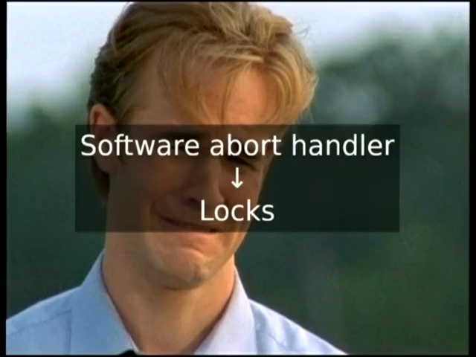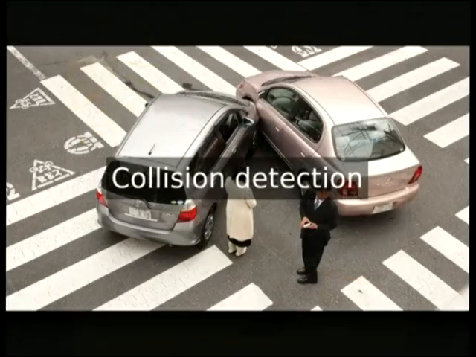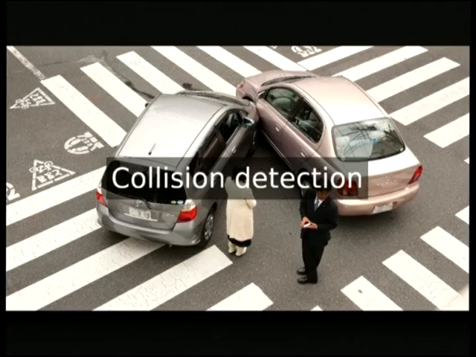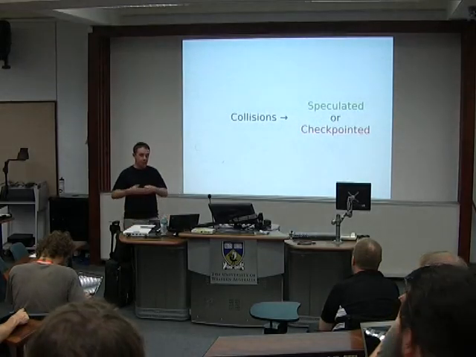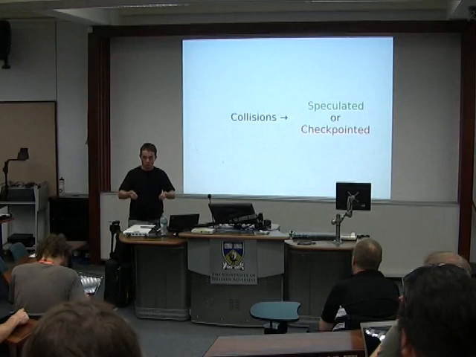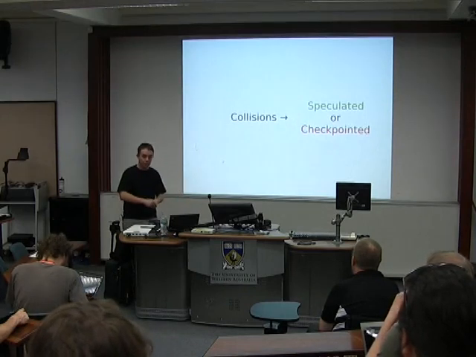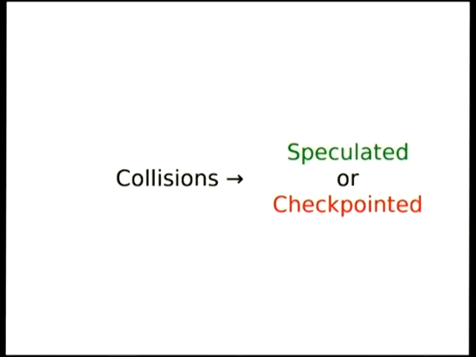So that's kind of a vague software overview. From a hardware perspective, how do CPUs do this? The first thing they have to do is detect collisions. There's a whole bunch of things they have to do, but this is sort of a high level thing. First, they have to detect collisions between transactions. If it doesn't detect a collision, it can just keep going using these speculated values, and it will then commit those values, and that's all great. If it does detect a collision, then it needs to roll back all the state and go back to this checkpoint of state that it's kept around.